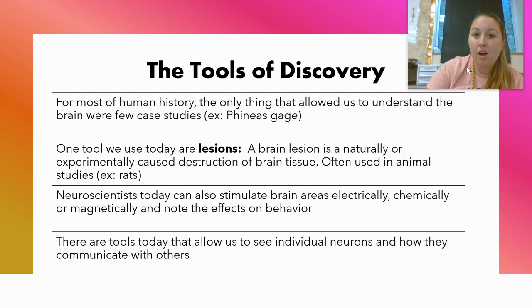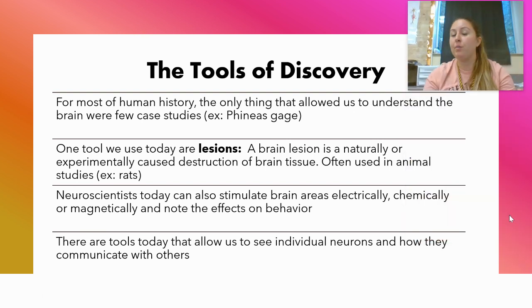Basically, early on in the study of the human brain, we didn't have a lot of tools to use. One of the only tools that we had were case studies, like in the example of Phineas Gage. Another tool we had earlier on in our scientific method of studying the brain were lesions. A lesion is basically a natural or experimentally caused destruction of brain tissue.